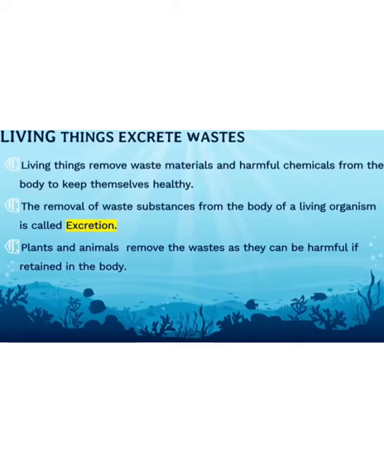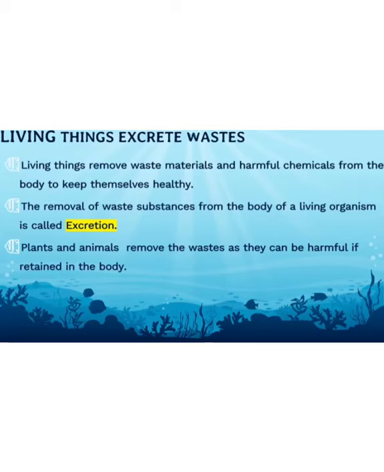The living things use food to obtain energy by the process of respiration, as we have just now discussed. The process of respiration produces carbon dioxide gas, which is a waste material. Similarly, a part of the food taken by a living organism remains unused. The unused part of the food also becomes waste material. Many of these wastes are poisonous to the living things, so they have to be removed. Thus, the removal of waste substances from the body of a living organism is called excretion.